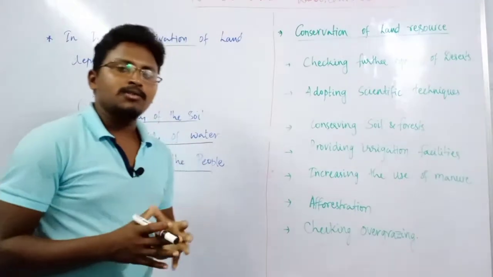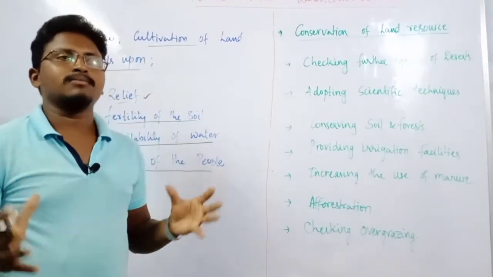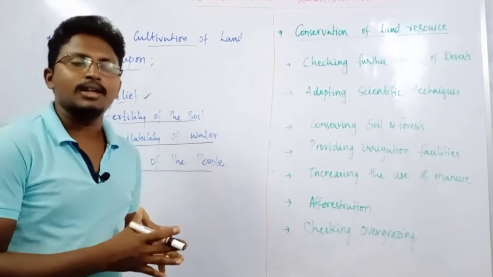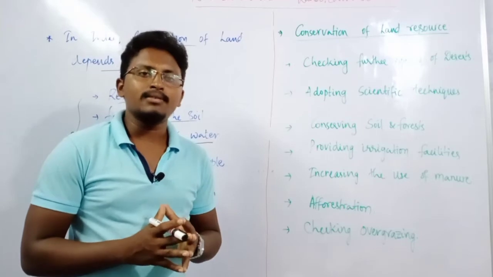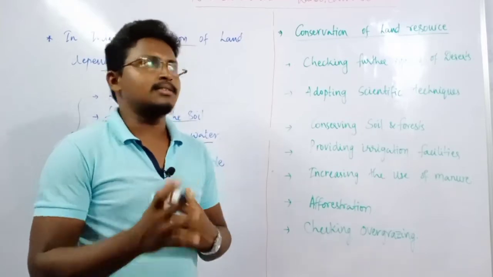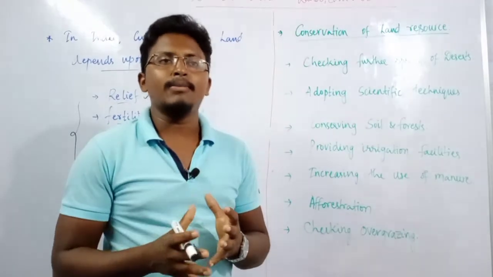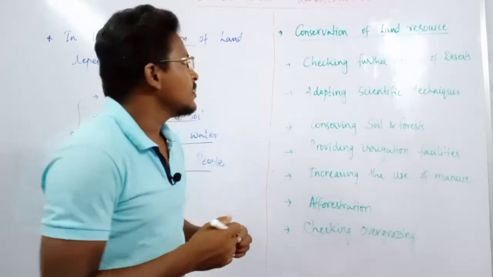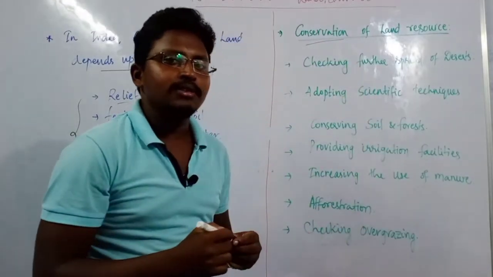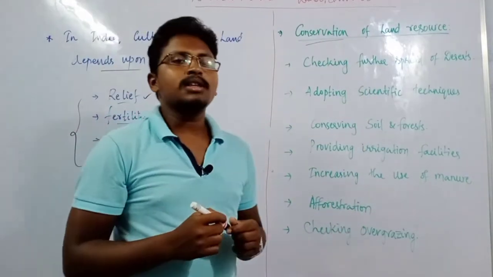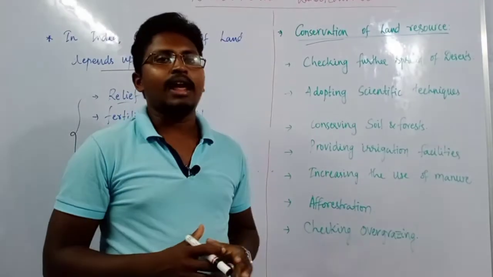And as you all know, the land is very limited and we are using it without any mercy on the land. Day by day we are overutilizing this land. What happens when we overutilize this land? The land fertility and the quality of the land may be degraded. Therefore we need to conserve this land resource. That means we need to save this resource. So what are the methods or steps we can follow to conserve this land resource?